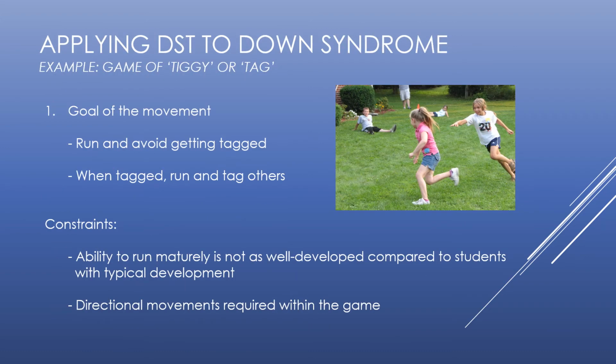We will now look at how the dynamic systems theory can be applied for a student with Down syndrome in the context of a game of Tiggy. The goal of the movement in Tiggy is to avoid being tagged whilst running around. When tagged, the goal of the movement then changes to run and tag another player.